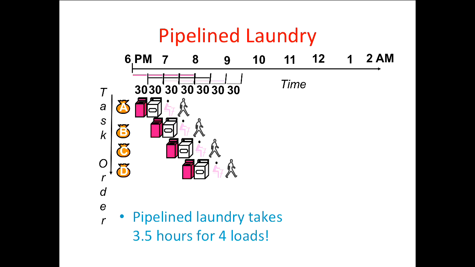What you're taking advantage of is the fact you have these different resources, the washer and the dryer, so you can have 2 different loads using those 2 different machines at the same time, right? That's parallelism. This is a form of parallelism. It's one of the most important ideas in computer architecture.